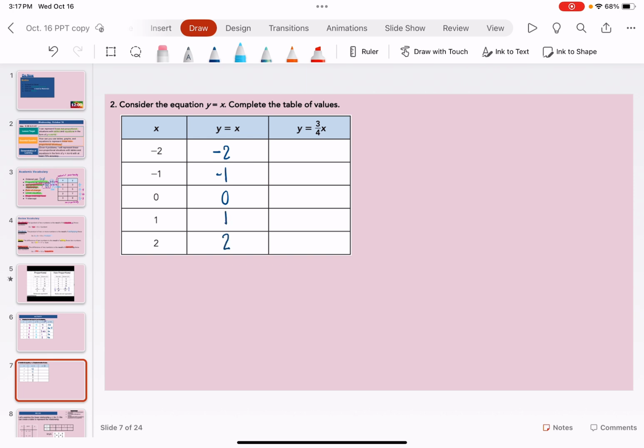We have y is equal to 3 over 4x. Okay, so if we don't know how to do 3 over 4 times -2, as a reminder, you can always turn whole numbers into fractions by putting it over 1. So I'll do this first one as an example, but then I'll show us how to do it on Desmos. 3 times -2 is -6. 4 times 1 is 4. Then if we were to divide -6 divided by 4, that would be equal to -1.5.